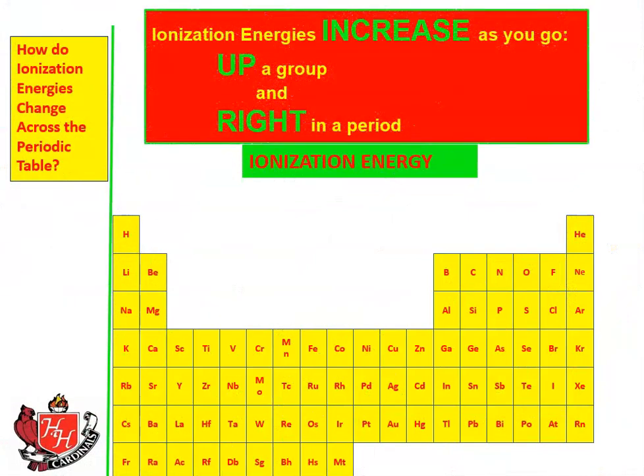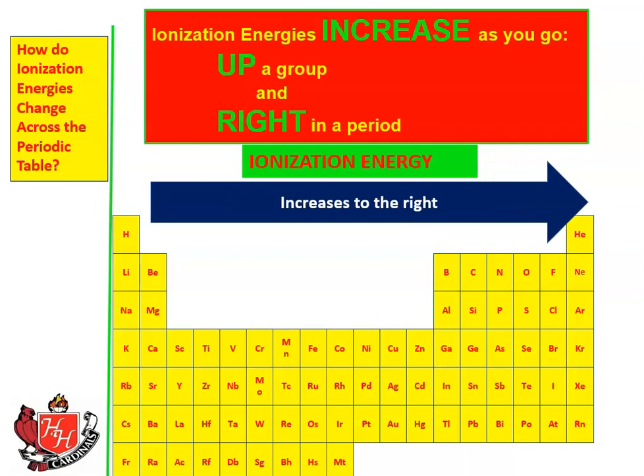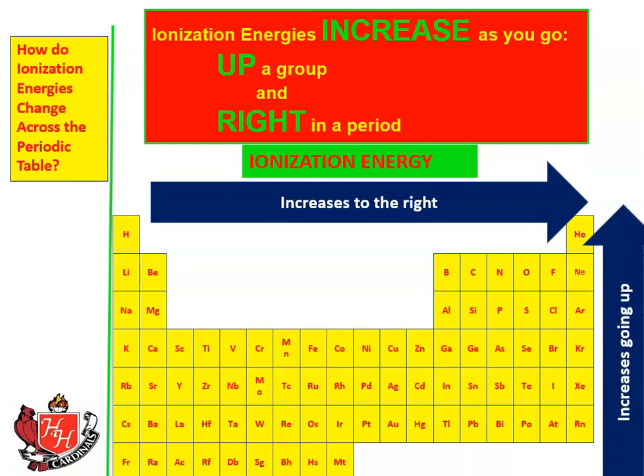So let's look at the trends across the periodic table for ionization energy. If you look at this, ionization energies increase as you go from left to right across the periodic table, and they also increase as you go from bottom to top. So what that means is the highest ionization energies are in the upper right-hand corner of the periodic table. That would be elements such as helium, fluorine, neon, some of those in the upper right-hand corner.